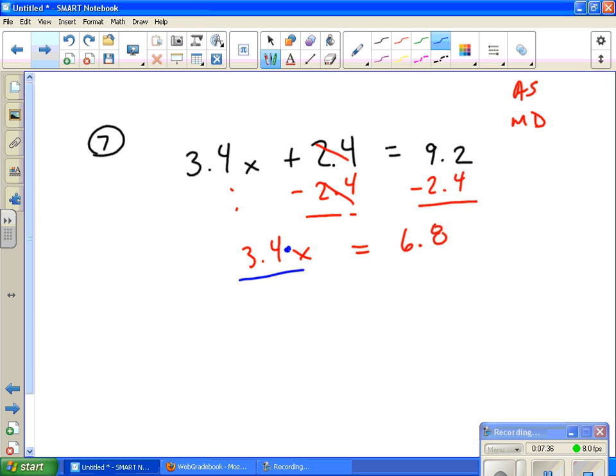3.4x means times 3.4, so divide by 3.4 to cancel. Divide the left by 3.4, you need to divide the right by 3.4. Leaves you with x all by itself equals 2.